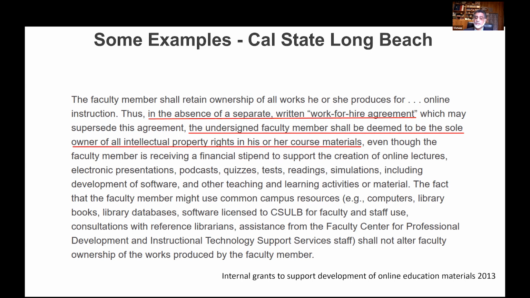Cal State Long Beach, a long time ago in 2013, actually made this a norm because of internal grants that were brought forward to support development of online education materials. They said that in the absence of a separate work for hire agreement, the faculty member had all intellectual property rights in all the course materials.